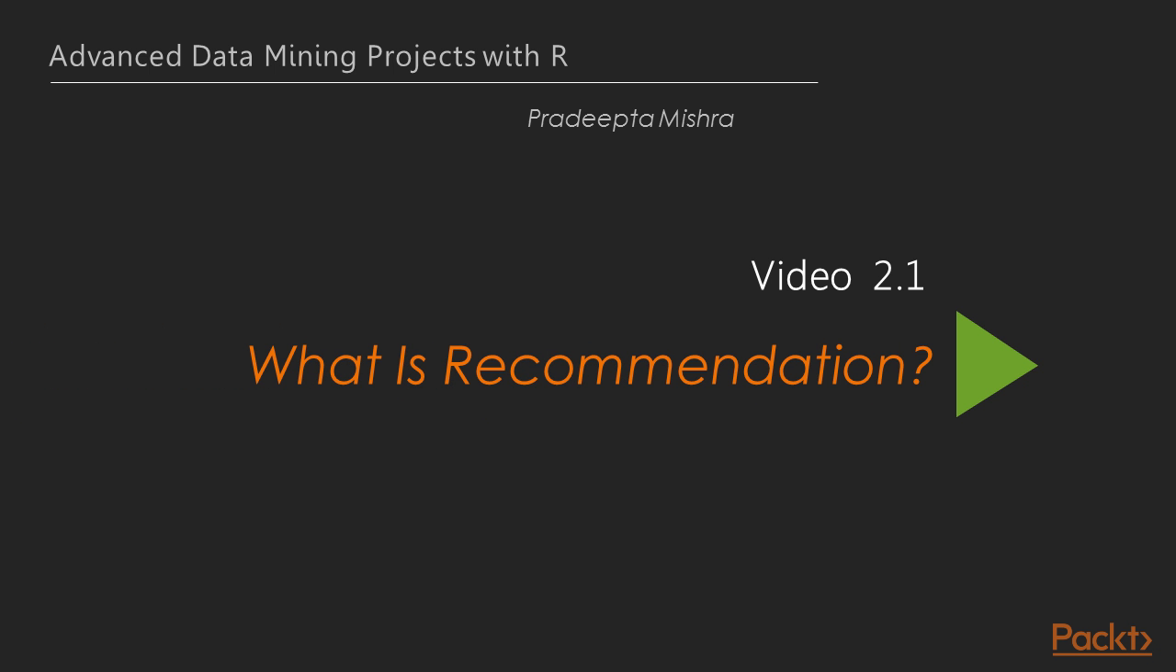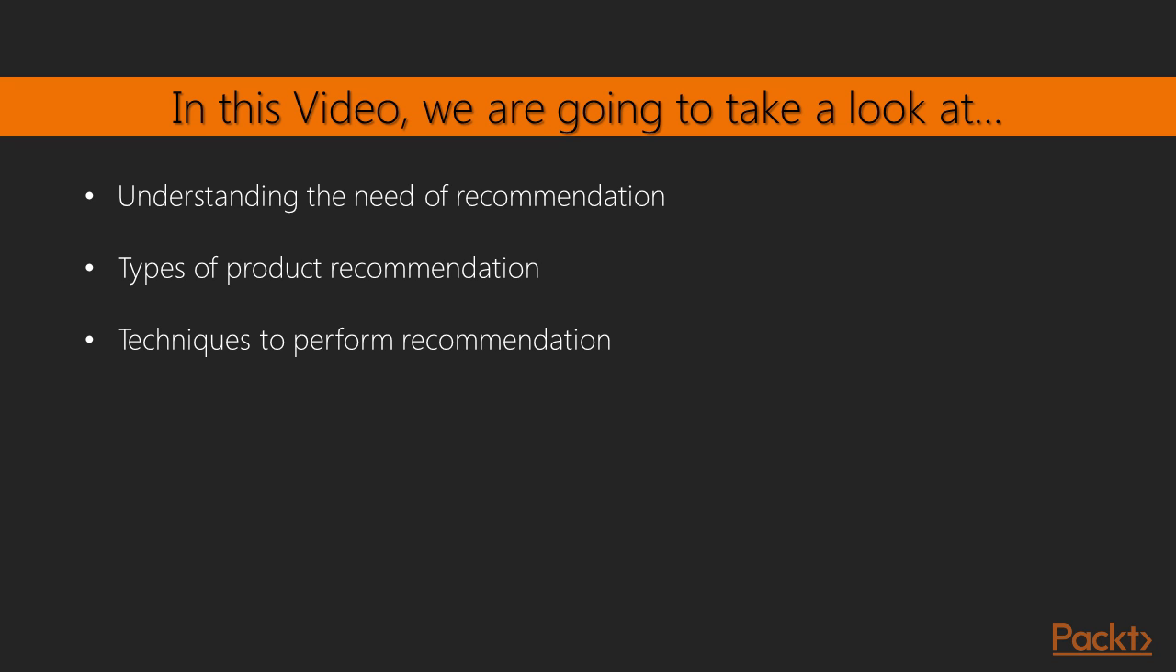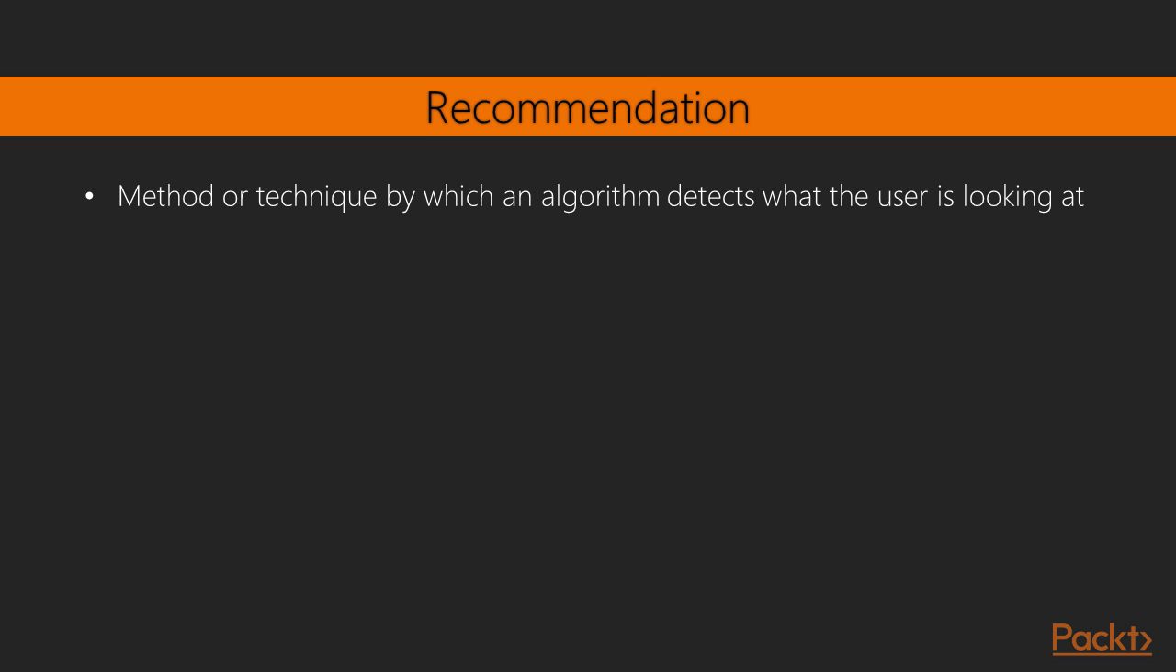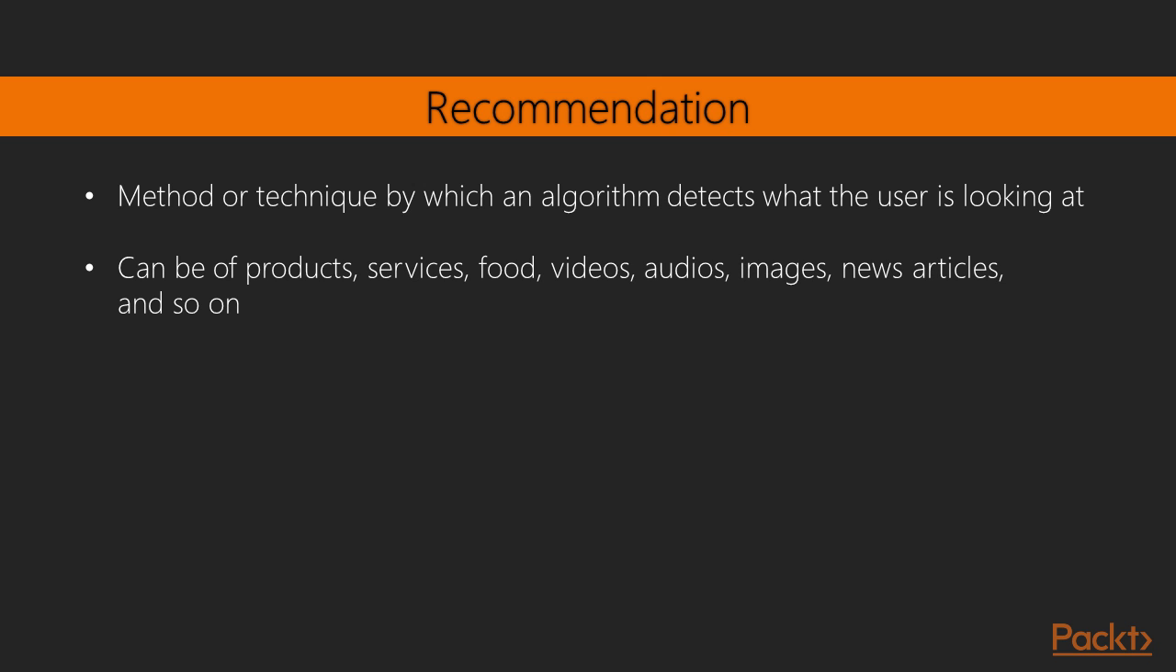Let's start with the first video of the section, what is recommendation? In this video, we'll look at the need for recommendation, types of product recommendation, and techniques to perform recommendation. Recommendation is the method or technique by which an algorithm detects what the user is looking for. Recommendation can be of products, services, food, videos, audios, images, news, articles, and so on.